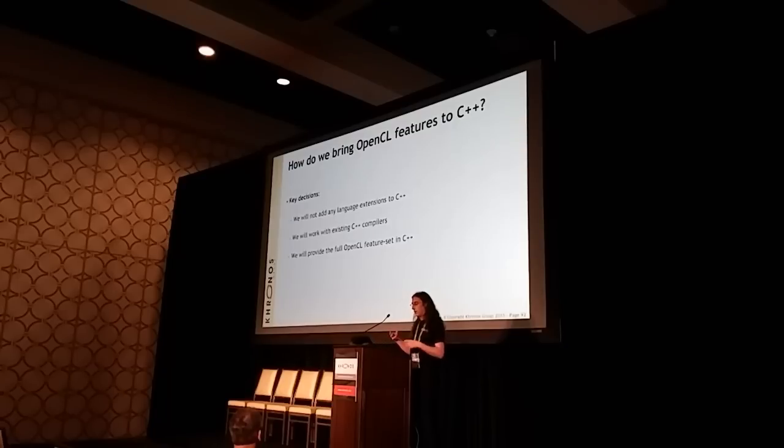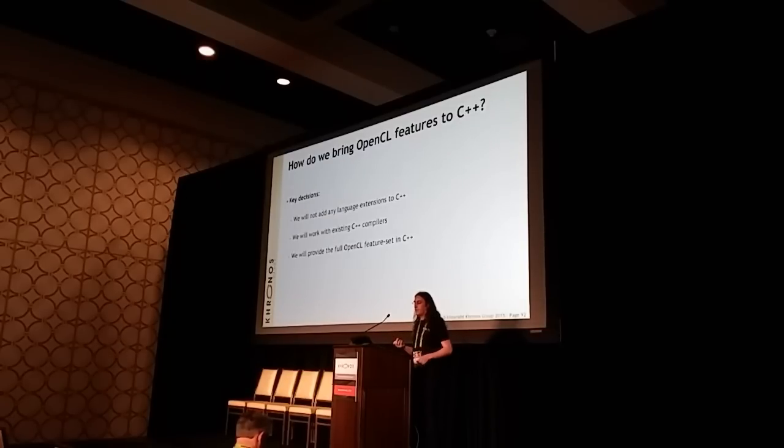The first one was we will not add any language extensions to C++. And that relates directly to the second one, which is there are already C++ host compilers out there. Developers have invested a lot of time in making their code work on those compilers, and we want you to be able to use that. If we start adding new language extensions, then it becomes impossible to take your arbitrary choice of host compiler because it won't understand those extensions. So that was the first pair of decisions.